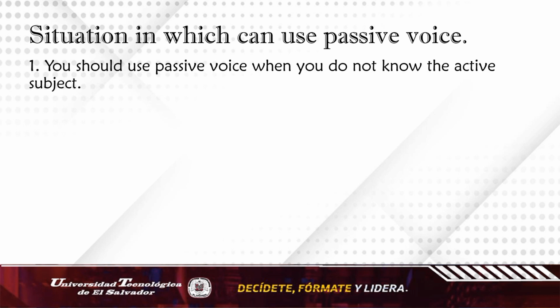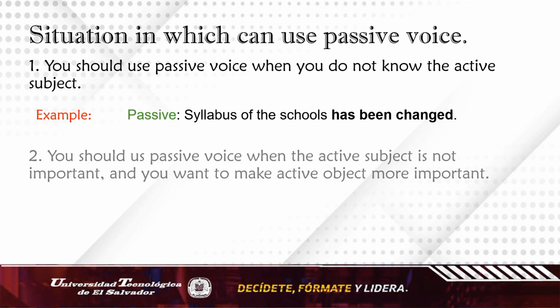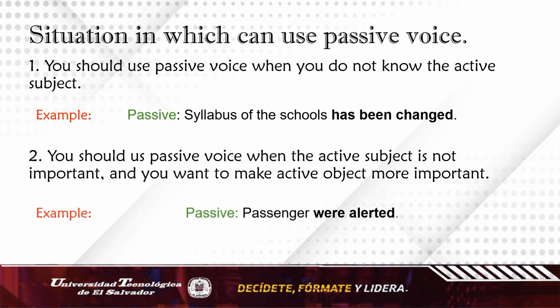1. You should use passive voice when you do not know the active subject. For example, syllabus of the schools has been changed. In this passive sentence, we don't know who changed the syllabus. 2. You should use passive voice when the active subject is not important, and you want to make the active object more important. For example, passengers were alerted. In this passive sentence, it is not important to know who alerted them.